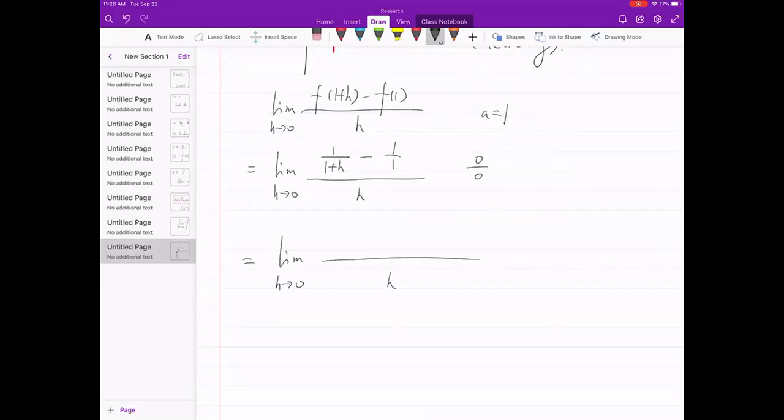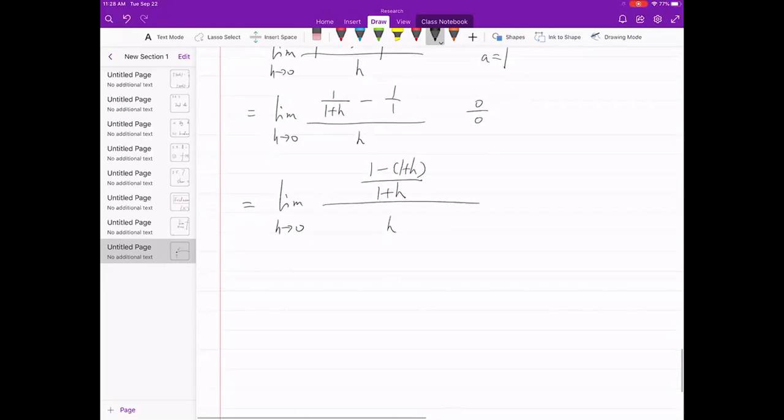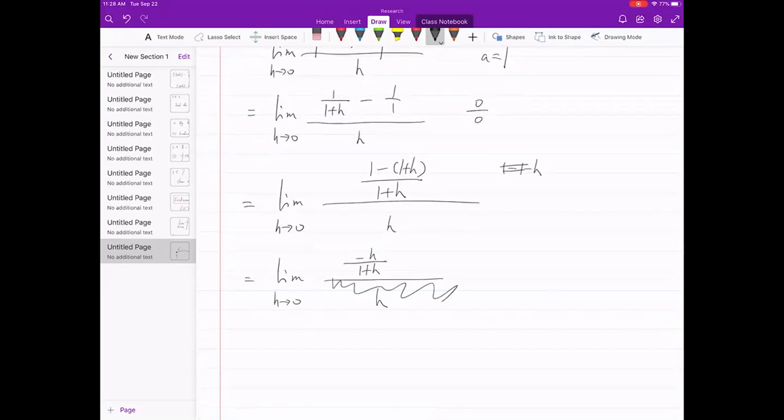There's no conjugate, no anything, so probably common denominator, combine fractions. This is 1 minus (1 plus h) on the top. Negative h over 1 plus h, divided by h again. If you don't like this, you can change it to times 1 over h, which is the same as dividing by h.